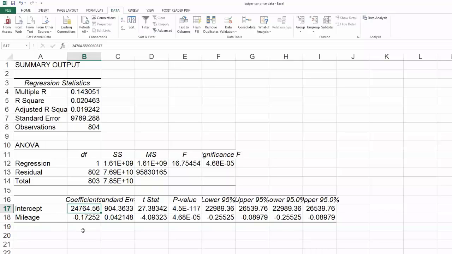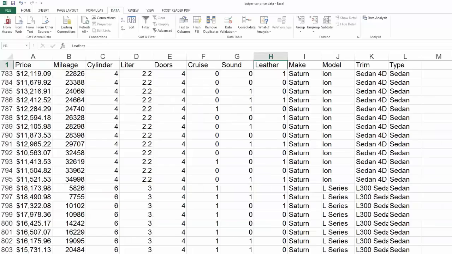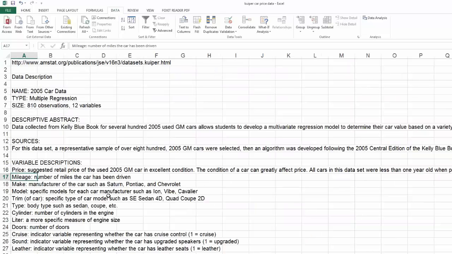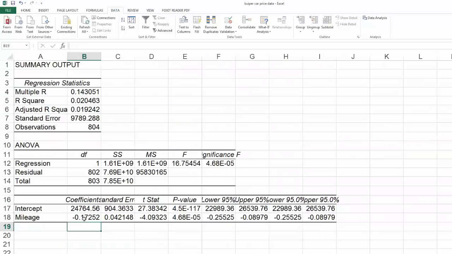What the mileage variable does is, let me go back to the notes just to make sure. Mileage is just the number of miles cars have been driven. Price is 2005, and so on. So what this mileage coefficient is telling me, again, all the coefficients tell you if there is a 1 unit change in this X variable, then what happens to the change in the Y variable?